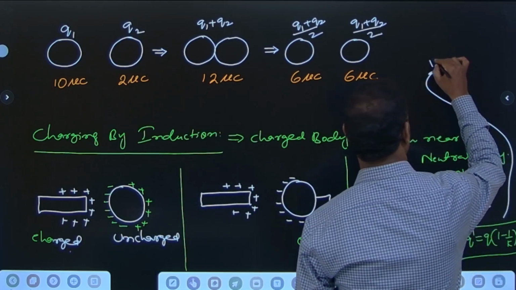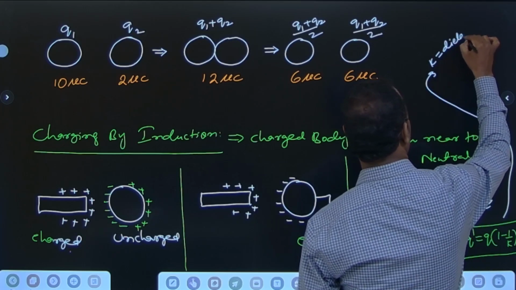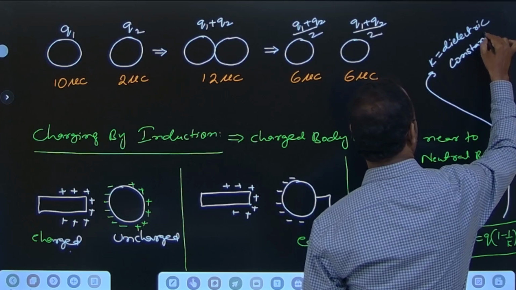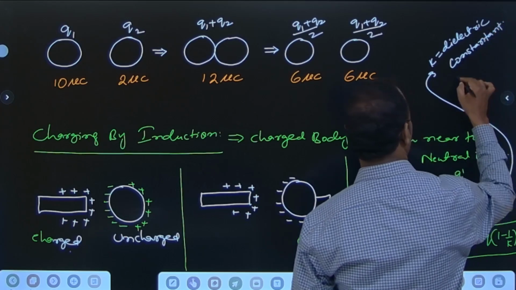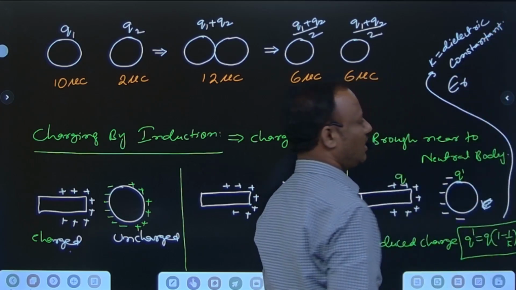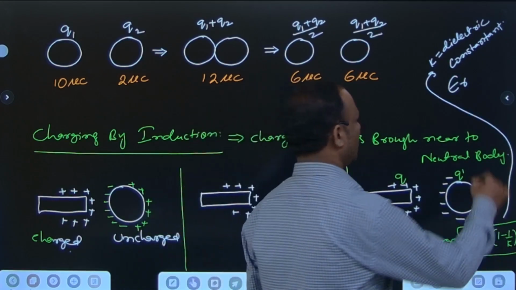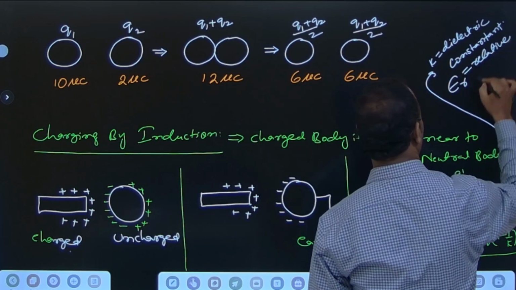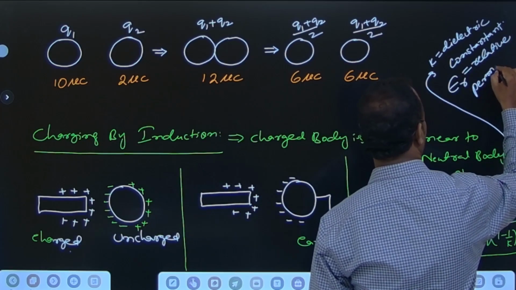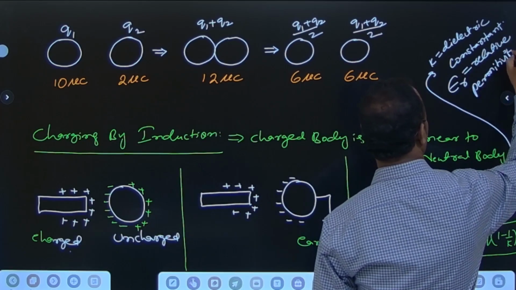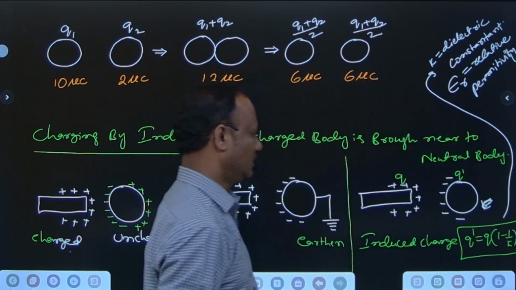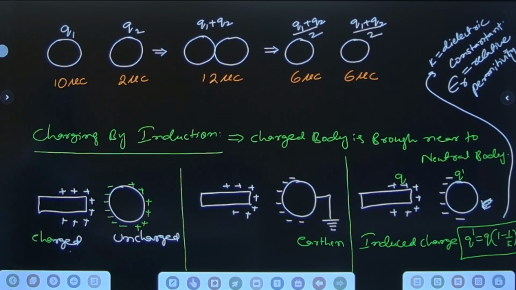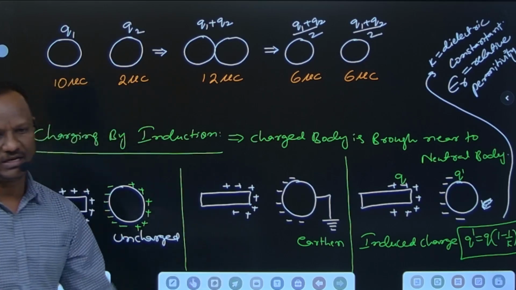So K is the dielectric constant. Dielectric constant means what? For better understanding, you can also write it as epsilon R. What is this? Epsilon R is what? Relative permittivity. So it's a relative permittivity. Yes. So K and epsilon R are both the same. Now this is what? Charging by induction process.